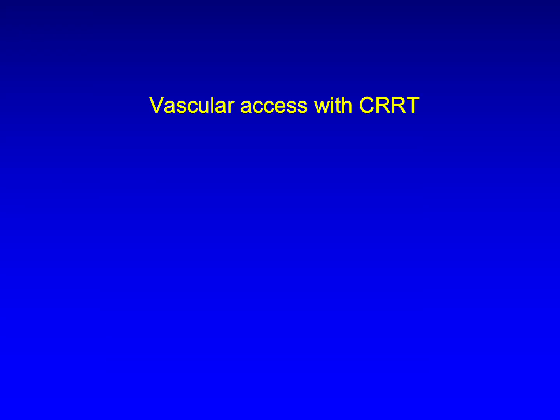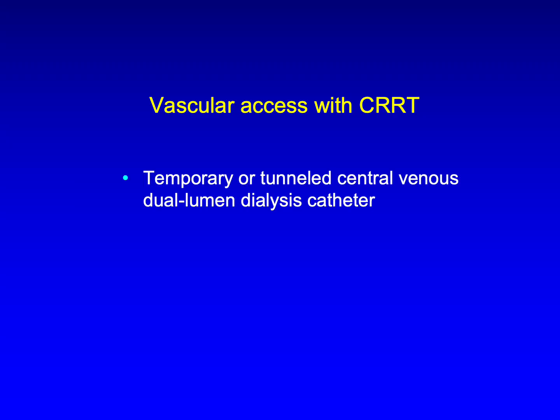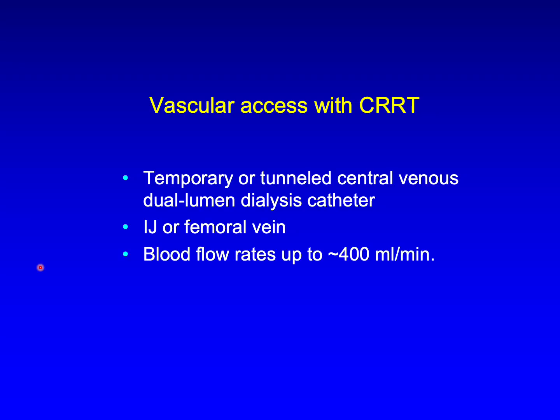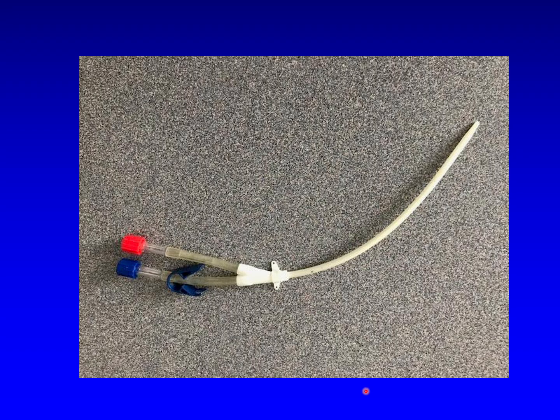Vascular access is either via a temporary or a tunneled central venous dual lumen dialysis catheter. As with most central venous lines, either the internal jugular with the catheter tip in the superior vena cava or the right atrium, or the femoral vein is used. The blood flow rate is controlled by a roller pump, so the central vein needs to be able to supply up to 400 mL per minute of blood flow.